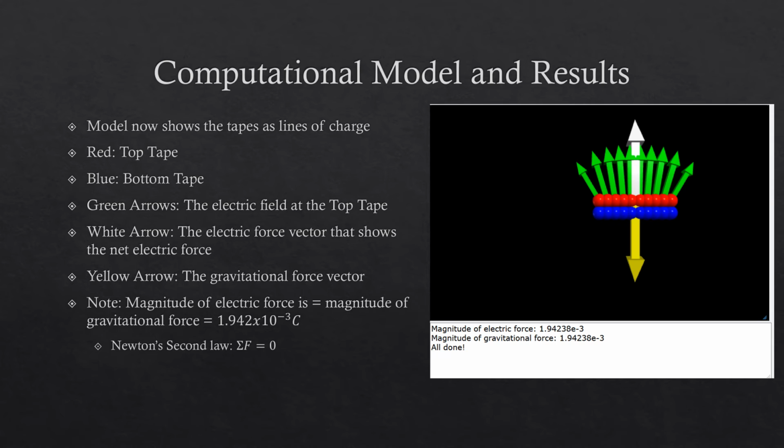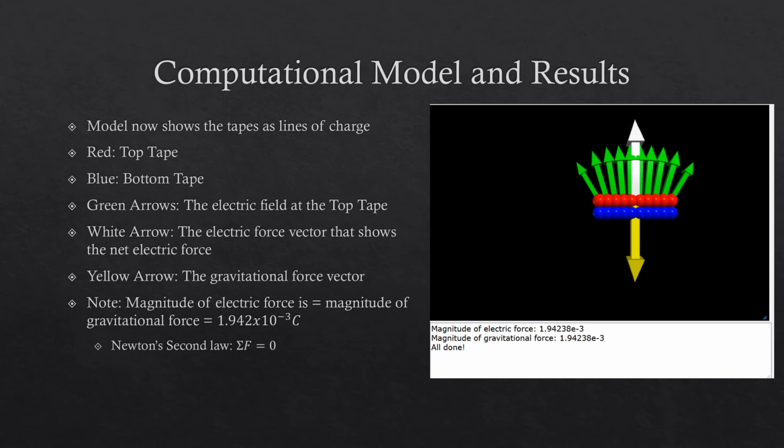We have finally gotten our computational model for our code. Now we can see the tapes as lines of charge. The red objects represent the line of charges that depict the top tape. The blue objects represent the line of charges that depict the bottom tape. The green arrows show the electric field of the top tape. The white arrows show the electric force vector, that is the net electric force on the top tape. And the yellow arrow is the vector that shows the gravitational force vector on the top tape.